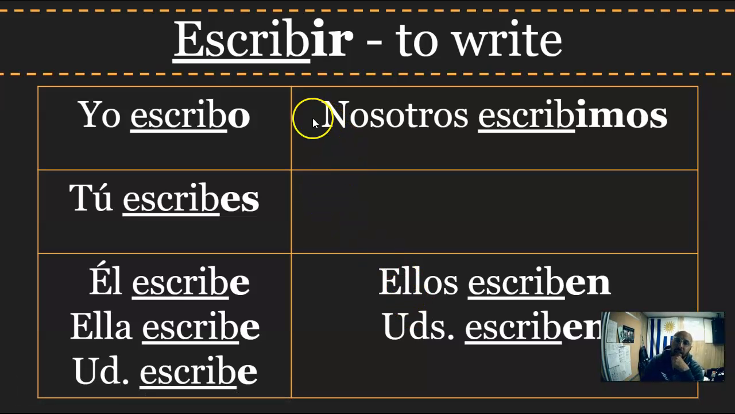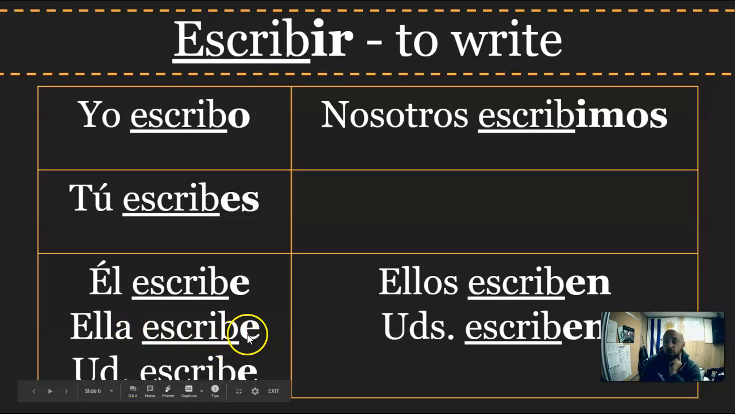All right? So, escribir, to write. Yo escribo, I write. Tú escribes, you write. Él escribe, he writes. Ella escribe, she writes. Usted escribe, you formal, write. Nosotros escribimos, we write. Ellos escriben, they write. Ustedes escriben, you plural, right?